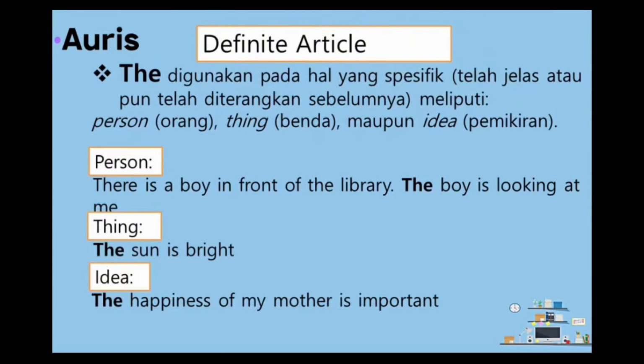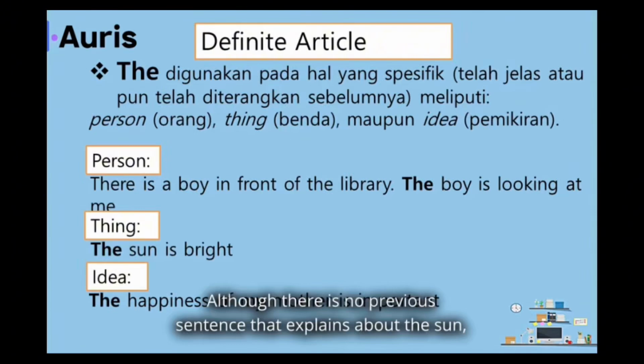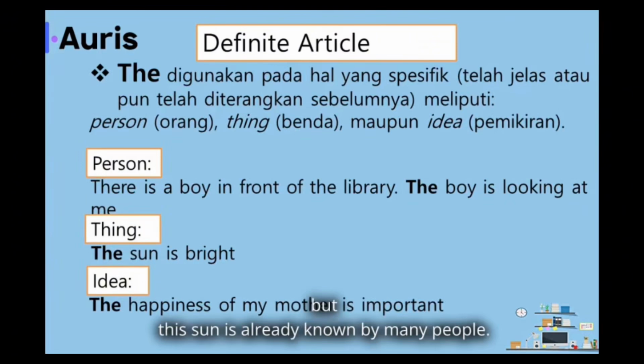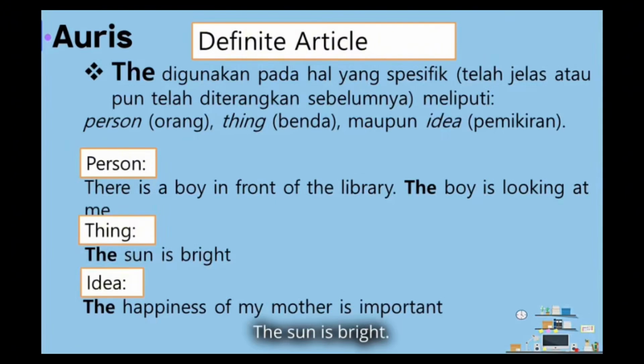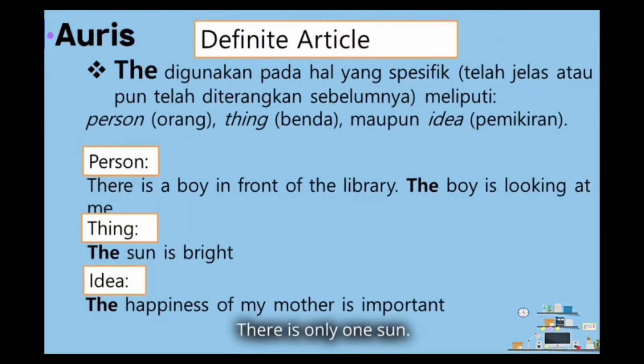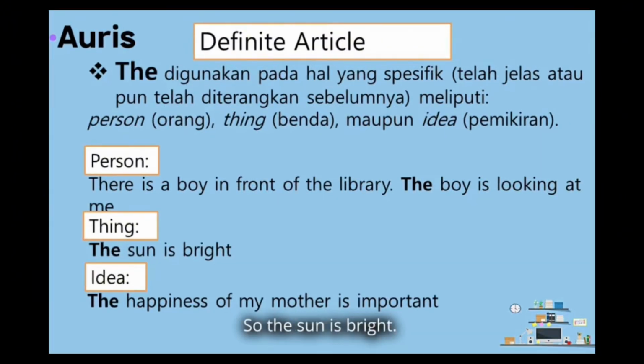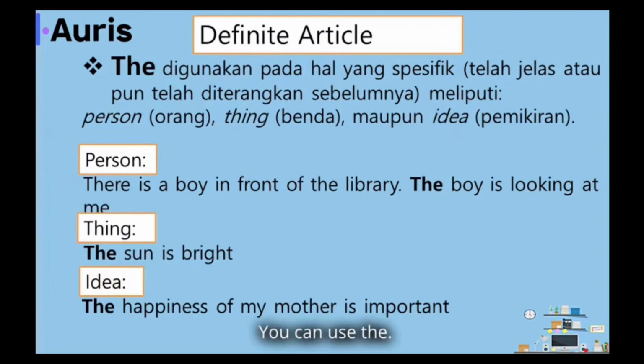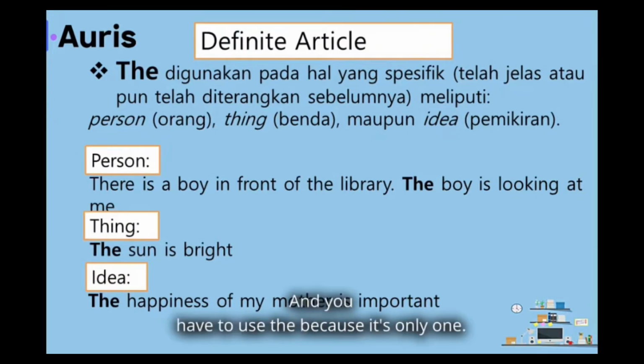Next example, thing: the sun is bright. Although there is no previous sentence that explains about the sun, this sun is already known by many people. The sun is bright. There is only one sun, so you have to use the because it's only one.